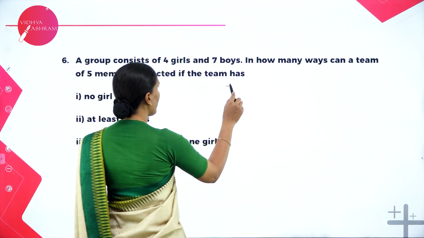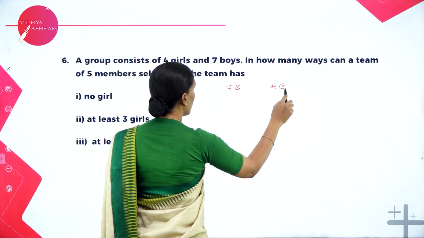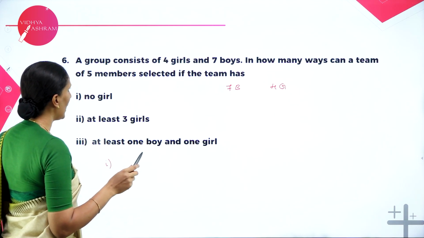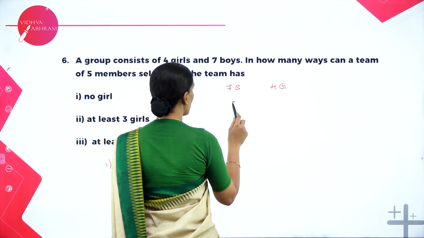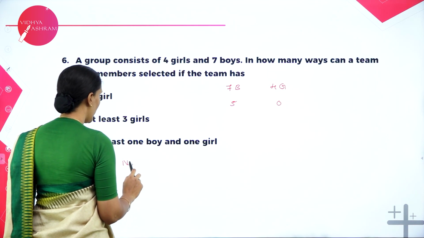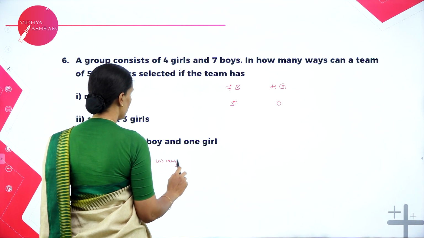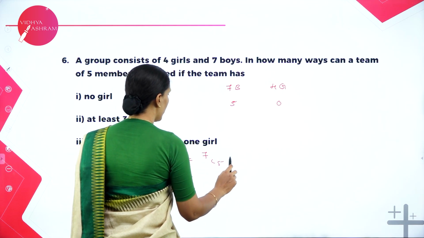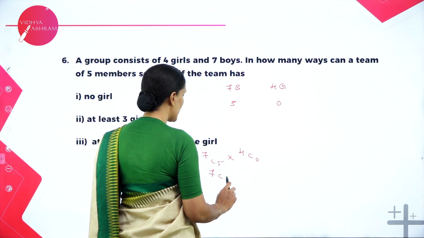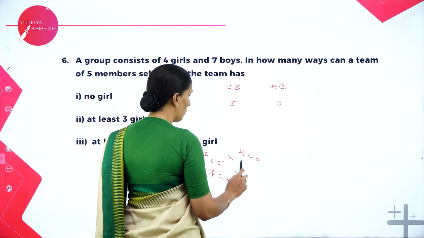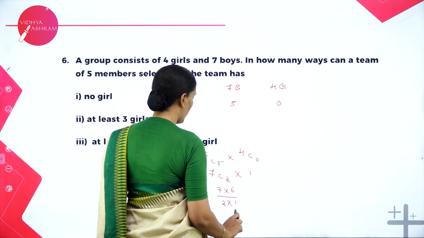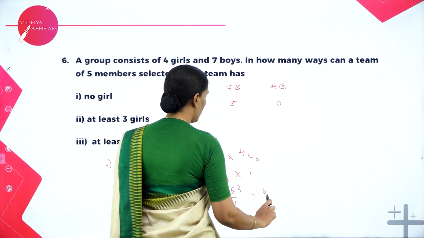So here we have 7 boys and 4 girls. Now I need to form a team where there are no girls. So that means I need to select 5 members which are boys only. So here I need to select 5 boys and no girls. So therefore, number of ways is equal to 7C5 into 4C0. So therefore, here 7C5 can also be written as 7C2 because 5 plus 2 is 7. 4C0 is nothing but 1. So 7 into 6 divided by 2 into 1, which gives 21 ways.